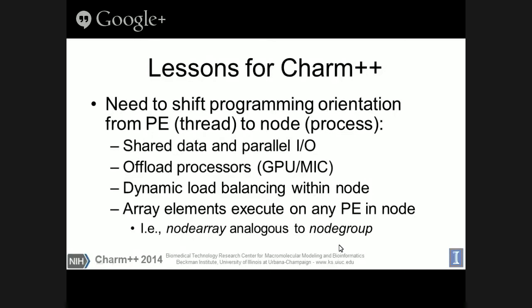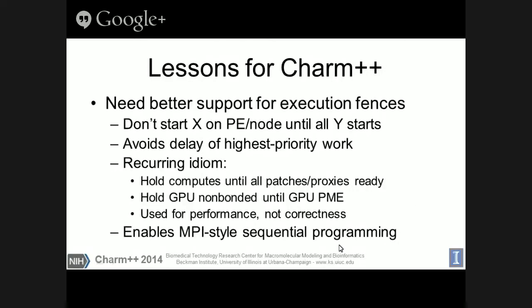So we have node groups now, node arrays. Finally, one thing that I've also noticed people doing is, well, we need better support for execution fences. There are lots of cases where, if we start X, it's going to delay Y because X has some long-running elements. So we need to add fences so we don't start X on the PE or on the node until all of such and such from this phase has happened, to avoid delaying it.